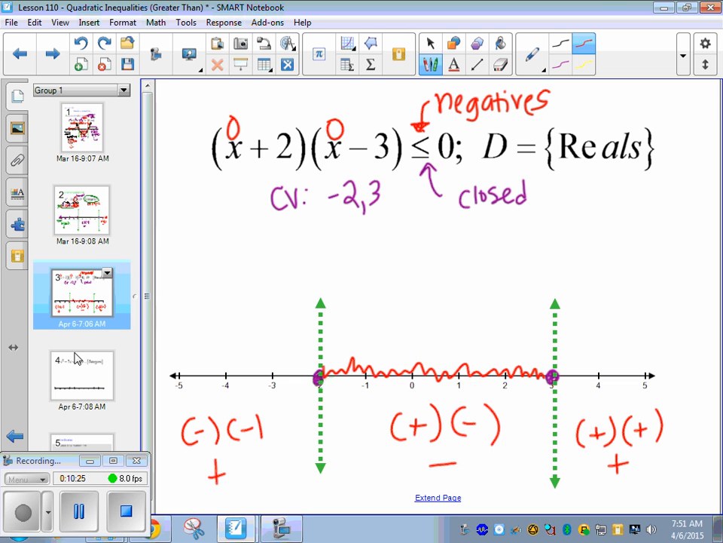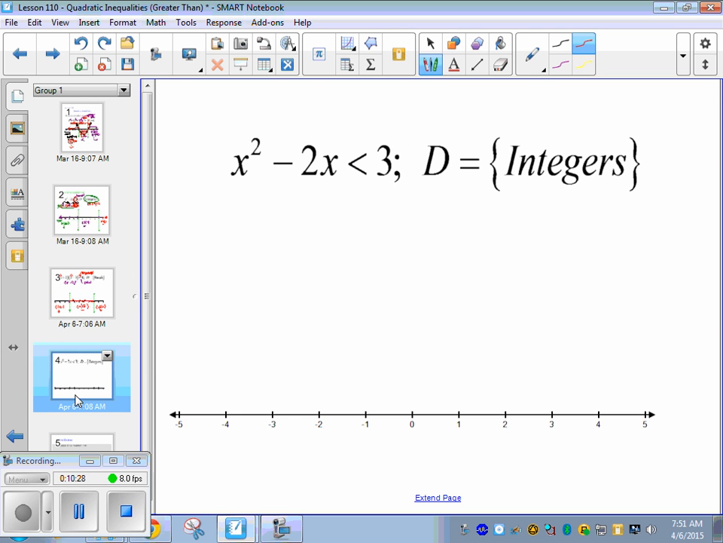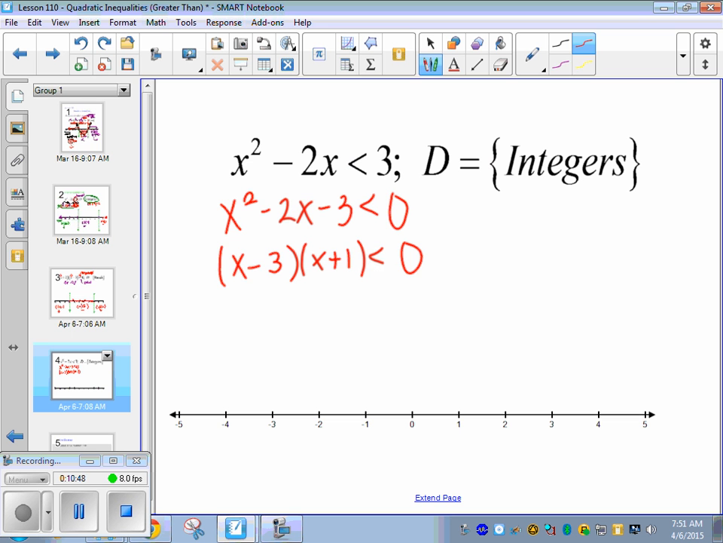Okay. All right, let's try one more. Less than. First thing we're going to do is set it equal to 0. And Cole, how does this factor? X minus 3 and x plus 1. Good. And Alex, what are my critical values? 3 and 1. Close. Negative. Good. Okay, 3 and negative 1.